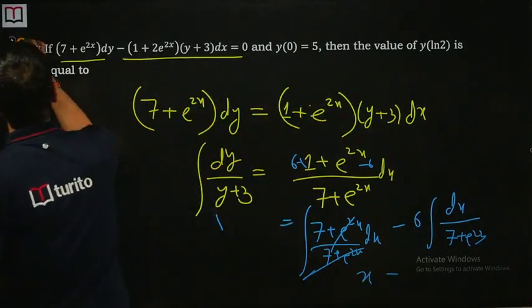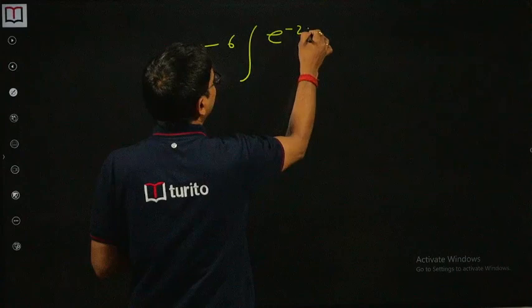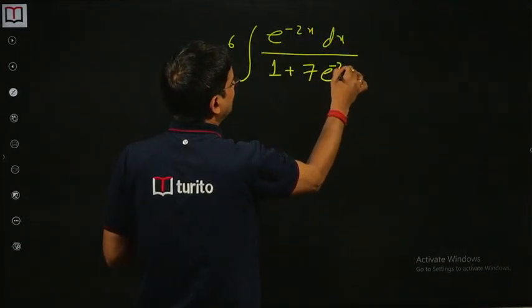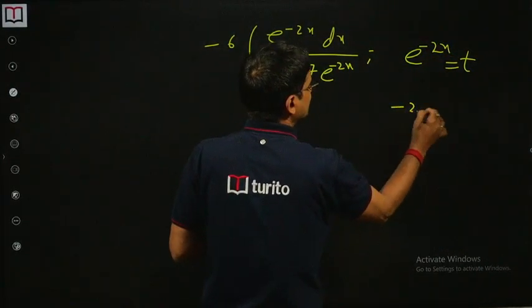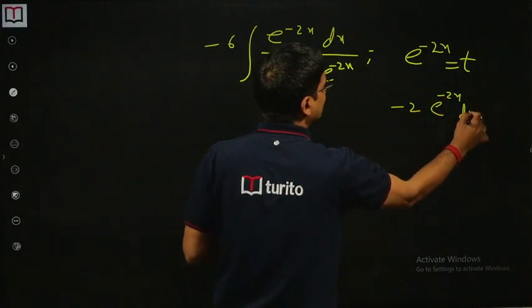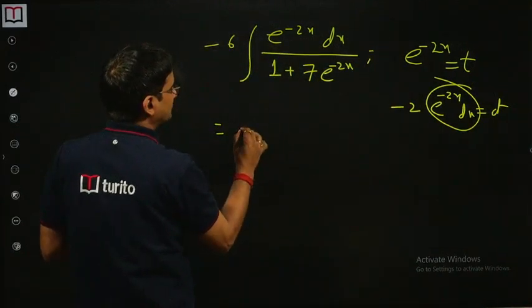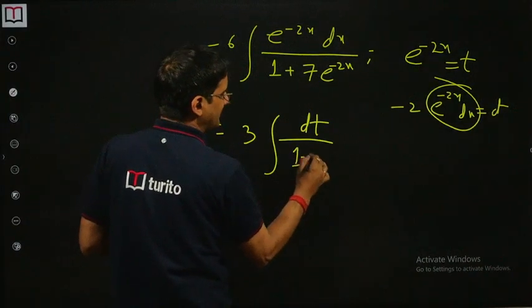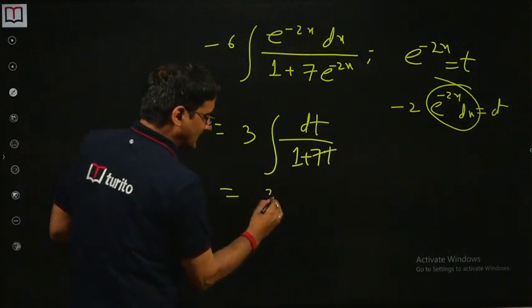Now for that one I will say that divide by e raised power minus 2x. So what will you get? Minus 6 e raised power minus 2x dx upon 1 plus 7 times e raised power minus 2x, and now let e raised power minus 2x be t. So minus 2 times e raised power minus 2x dx is dt. So this is half, so 3 times dt upon 1 plus 7t. So it's again ln of 1 plus 7t by 7. So that's what I am getting.